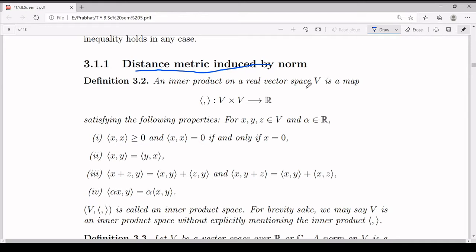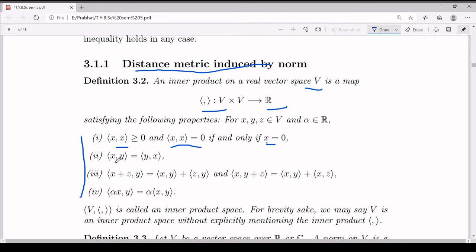An inner product on a real vector space V is defined in the following manner. An inner product on a real vector space V is a map from V cross V to the set of real numbers R, satisfying these four conditions. Now what are these conditions? First condition: if you take any element x in your V, then the image of x comma x under this map should always be greater than or equal to 0. Second, this image will be equal to 0 if and only if your element x itself is 0.